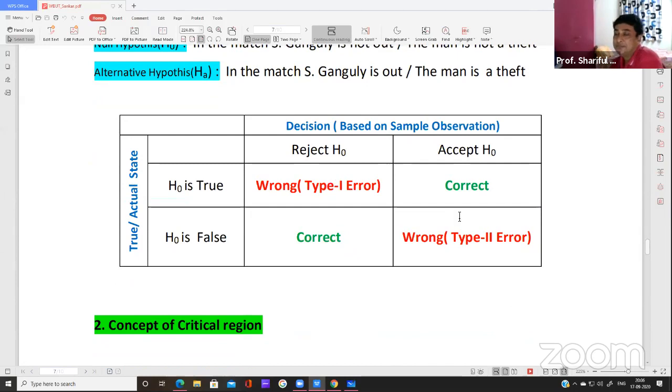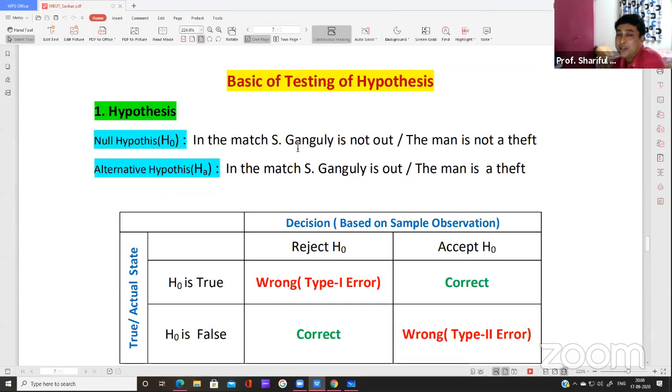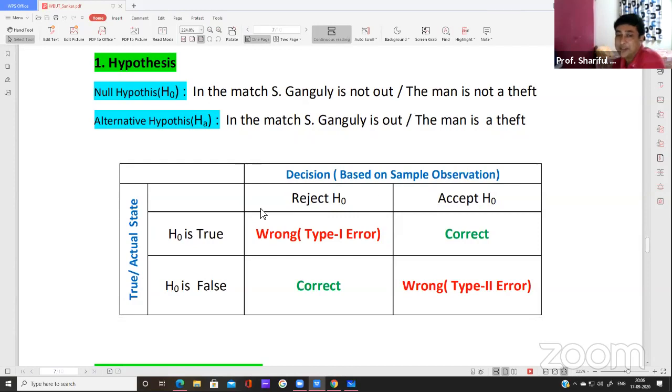Now you see, what will this judgment system be? Suppose this is the true state. H0 is true. What is H0? That means actually Ganguly was not out. And this is your judgment system. It may happen that H0 is true, or it may happen that H0 is false. Whether true or false, only Ganguly knows, or very close to him. Or suppose in this case a man was produced in court. Whether he is a thief or not, only he knows and God knows.